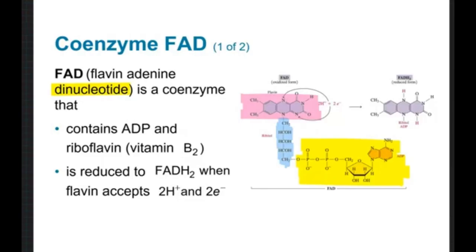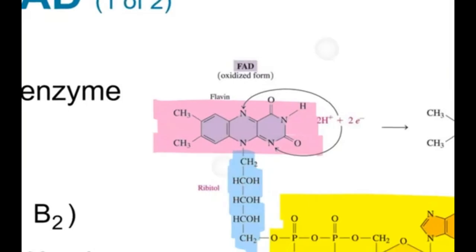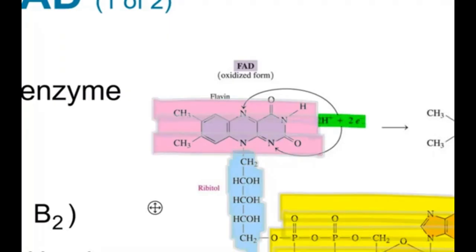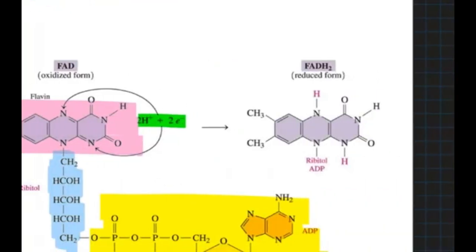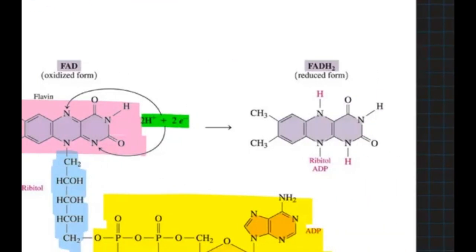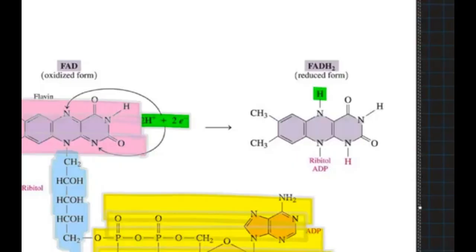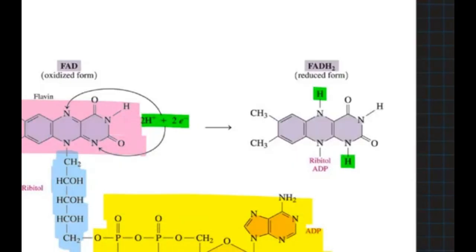So, same story. FAD is the oxidized form, and when it gains hydrogens and electrons, it becomes the reduced form. You see two newly gained hydrogens.